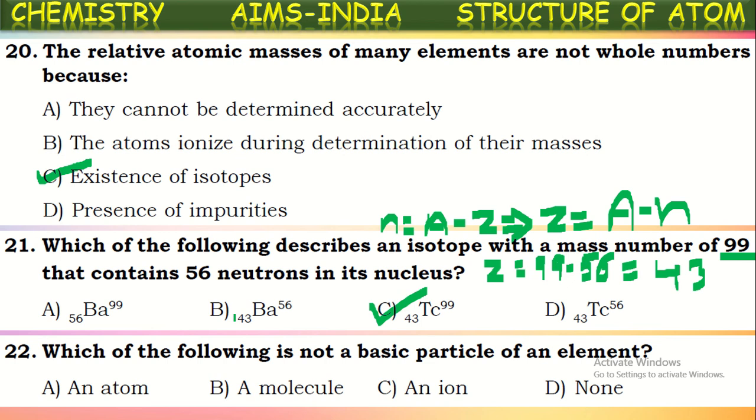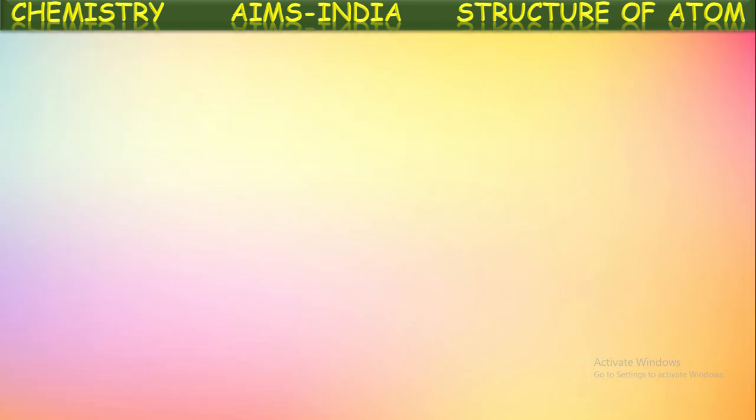But an ion is not a basic particle because an ion is formed when it participates in chemical bonding. Until and unless it is participating in the bond formation, these ions won't exist. So we can say ions are not the basic particles of an element, whereas atoms and molecules are basic particles. Okay, see the next one.